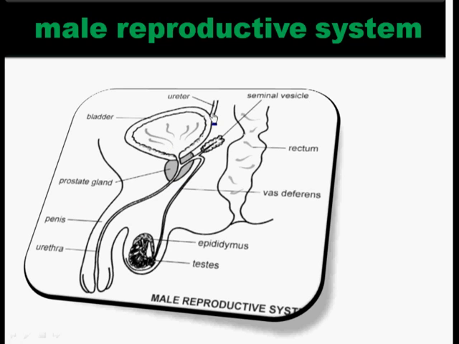Now this tube right here is called a ureter. Now this tube is connected to your kidney. Good? And it is also connected to your bladder. And this area is where you store what? Urine. But this has no bearing really on sexual reproduction.